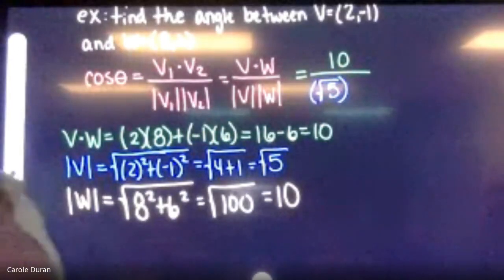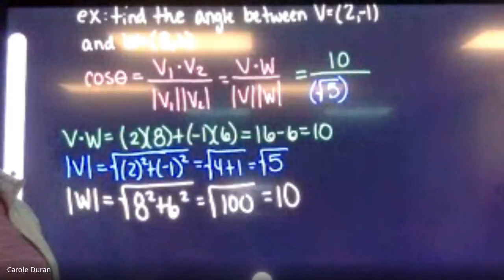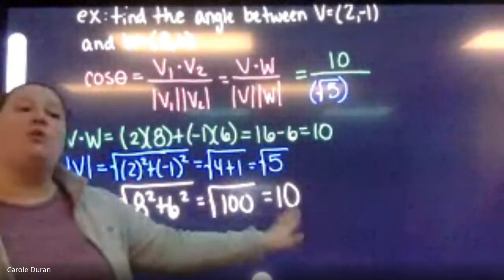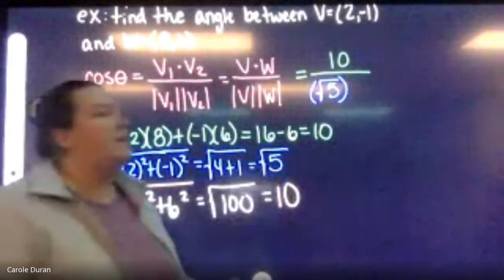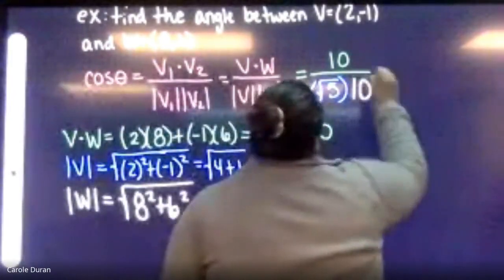Why don't you leave it though? What do you mean? I left it in the square root form. If it doesn't simplify to a whole number, we do. So the square root of 5 is not a whole number, but the square root of 100 is. Yes, Jerry. Can't the top and the bottom cancel?